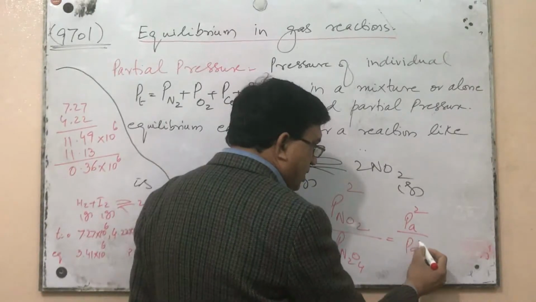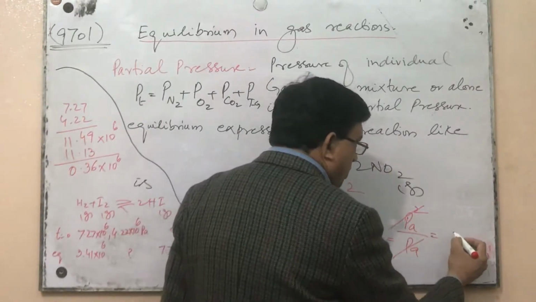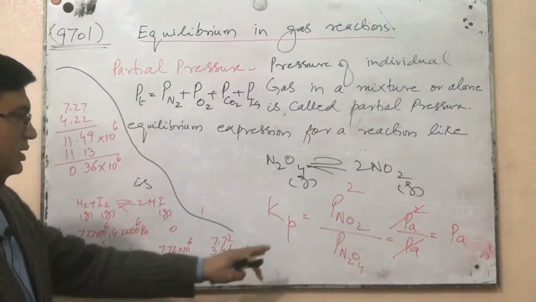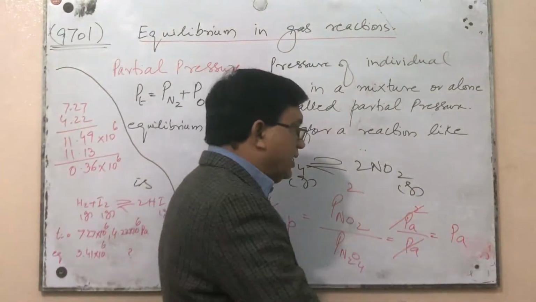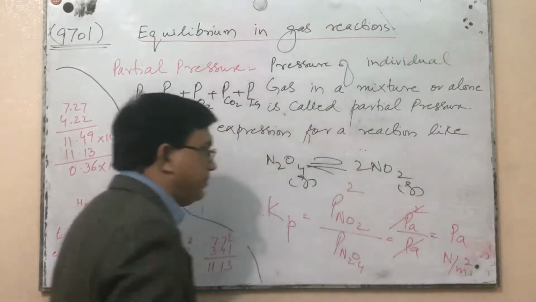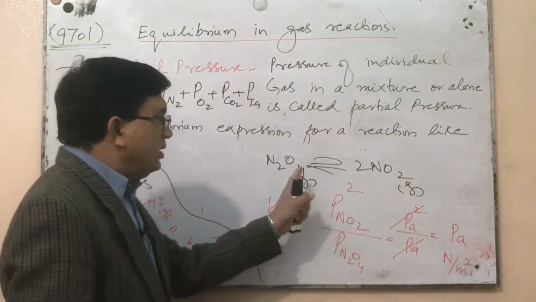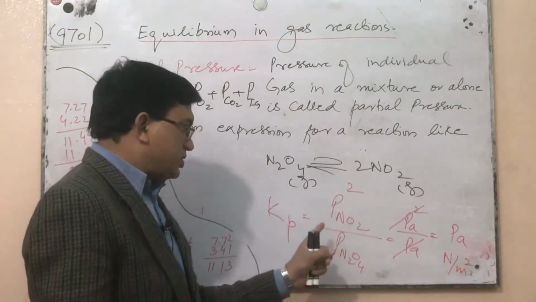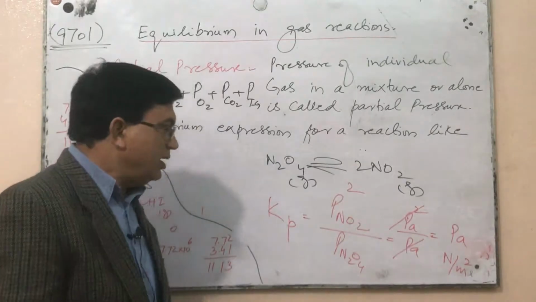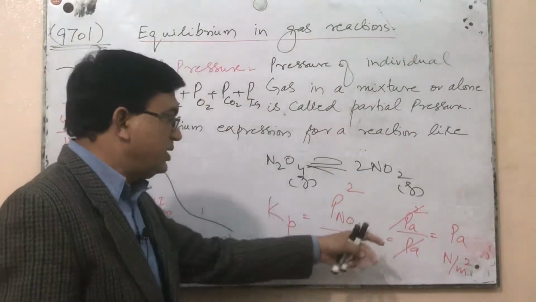It means that one Pascal will be cancelled out and only Pascal will be left behind as the unit for this reaction, which can be represented as Newton per meter squared. In this manner, we can use different gaseous reactions to represent the equilibrium constant expression Kp for gases, and how we calculate their units is quite easy.